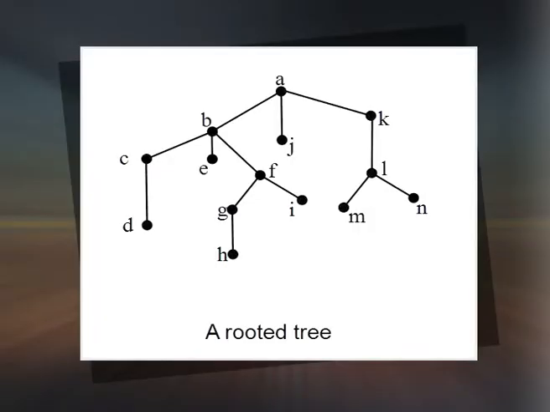Example 3. Find the level of each vertex in the rooted tree shown in the figure. What is the height of this tree? The solution: the root A is at level 0, vertices B, J, K are at level 1. The vertices C, E, F and L are at level 2. Vertices D, G, M and N are at level 3. Finally, vertex H is at level 4. Because the largest level of any vertex is 4, this tree has height 4.